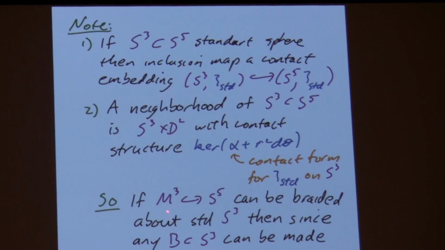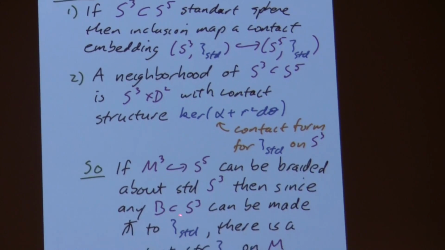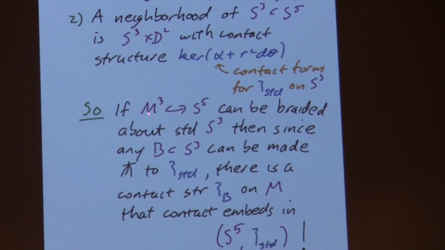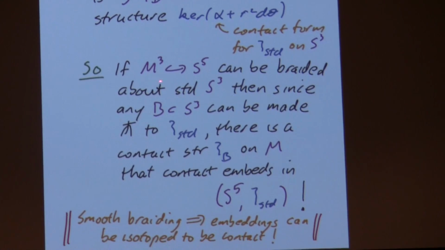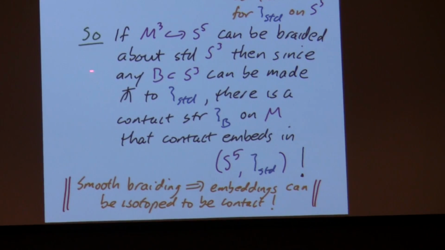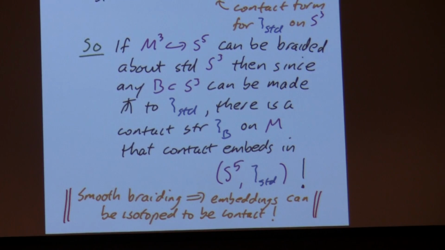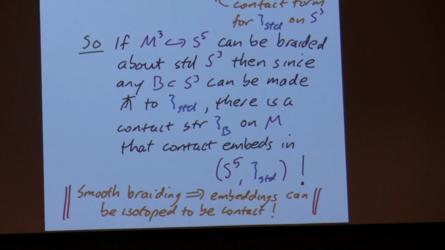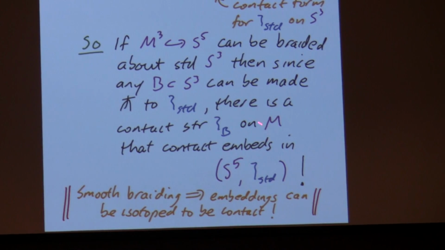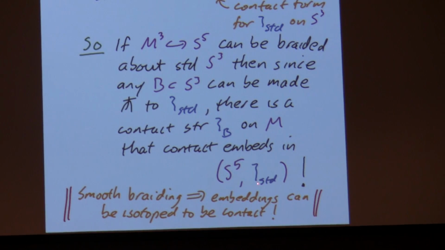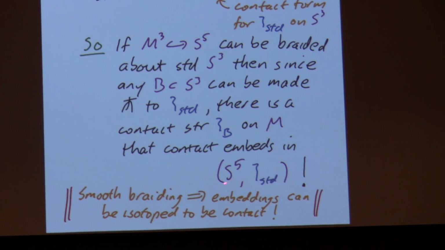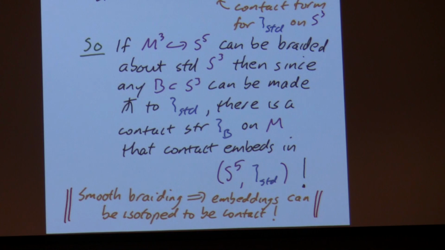So notice if you have any three manifold that can be braided about S3 in S5, then the branch locus for the corresponding branch cover of M over S3 can certainly be made transverse to the standard contact structure. Because remember we said earlier that given any knot, there's a C0 isotopy to make it a transverse knot. So you can certainly do that, and that means there will be some contact structure on M that embeds in the standard contact structure on S5. So this actually says every three manifold has at least one contact structure that contact embeds in the standard S5. Okay?